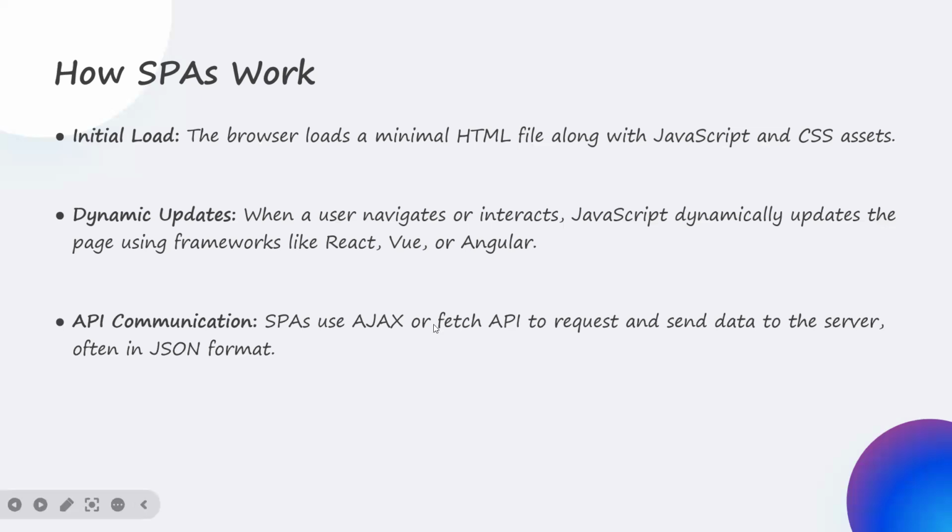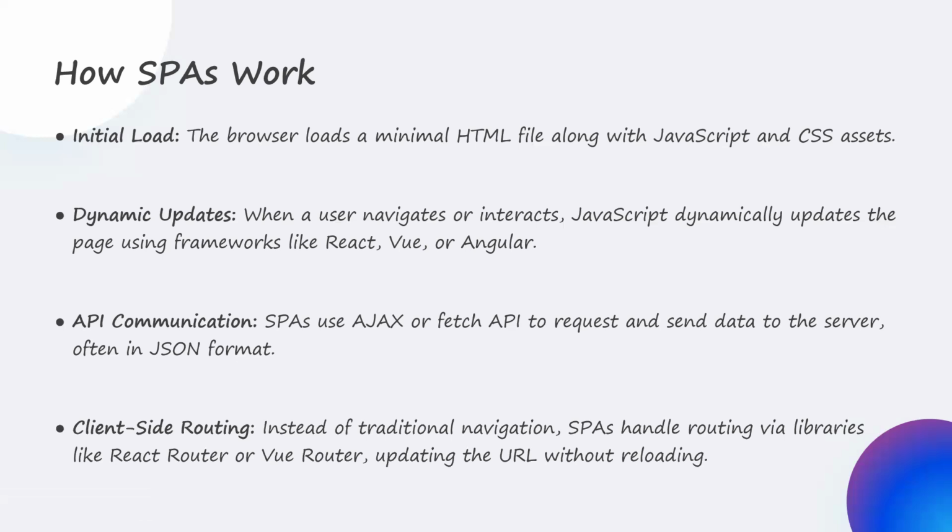So you will be using something like Ajax, or you'll be using the Fetch API to make a request to the server and receive data from the server. Okay. Then there's something we call client-side routing. Instead of the traditional navigation, when you click a link, it will take you to the server. That is how multi-page applications work. For single-page application, the routing is done by React router.